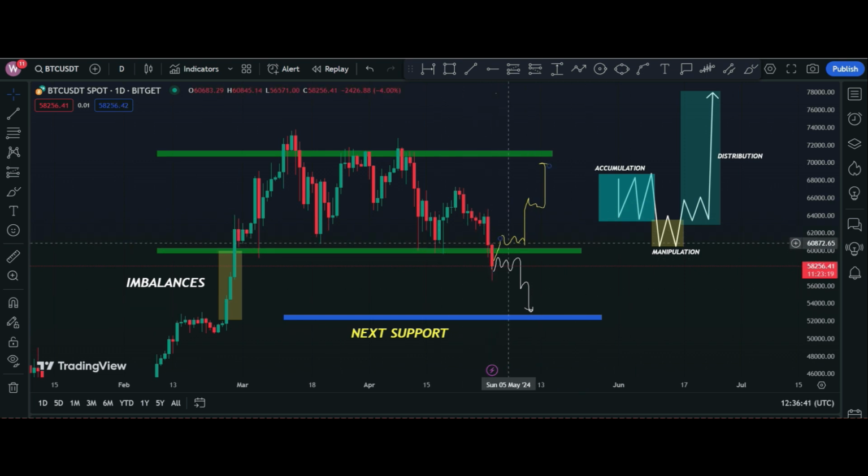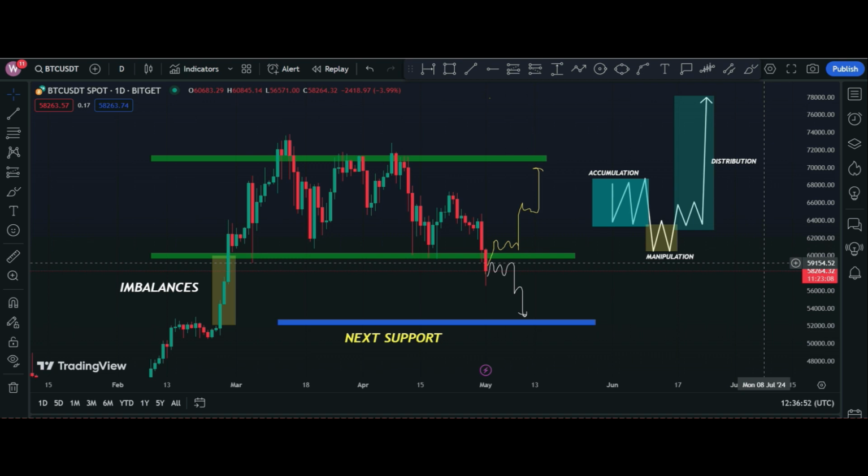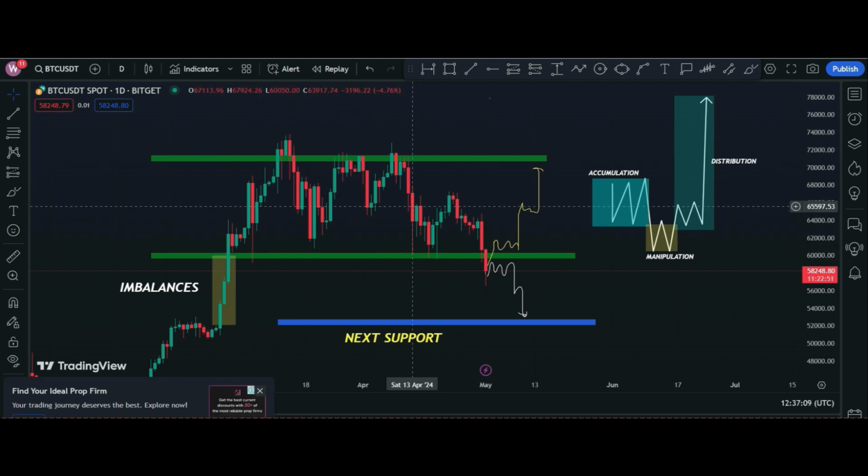If we reclaim the range low again, then it will form a classical PO3 pattern, which is actually a combination of accumulation, manipulation and distribution. But we will discuss the PO3 pattern in coming educational videos. But in short, PO3 is a combination of accumulation, manipulation and distribution. If BTC successfully reclaims the range low again, then it will form a classical PO3 pattern, with the previous range acting as the accumulation phase, the breaking down of support being the manipulation phase, and then there will be an expansion phase, which will be the distribution phase.